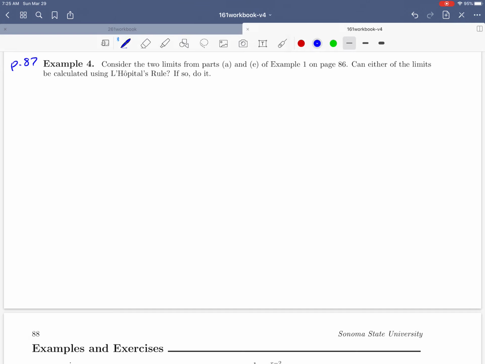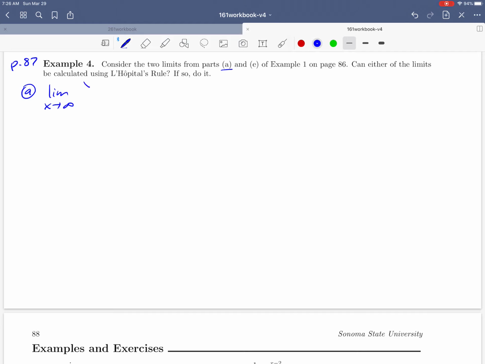Okay, so we're going to look at example 4 on page 87 of the workbook. This is another example of using L'Hopital's rule to calculate a limit. What it would like us to do in this question is to revisit parts of example 1 on page 86, some limits that we already looked at.